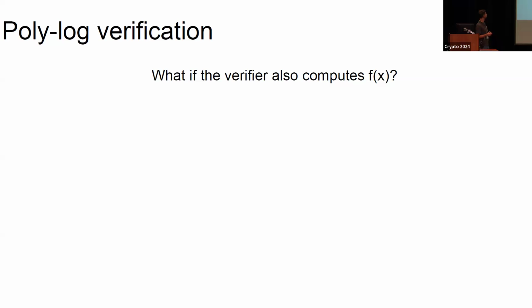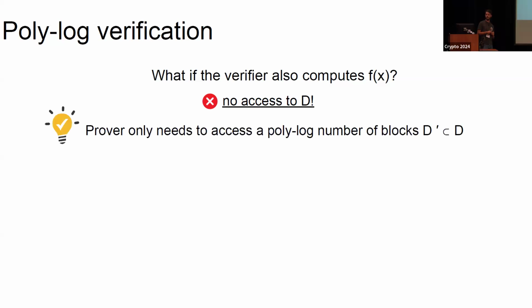So to have an efficient verification, we may simply ask the verifier to run the same computation, but the verifier doesn't have the data structure, so it cannot. But the observation is that it doesn't need the entire data structure, because it's in the RAM model. If your running time is polylogarithmic, it means that you're going to read only a polylogarithmic number of blocks, and you can send only those blocks to the verifier.